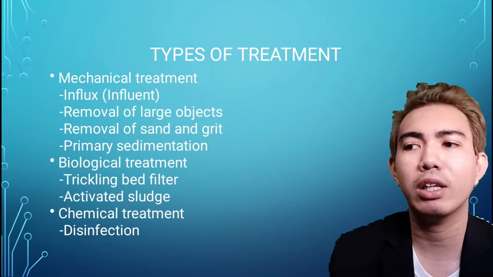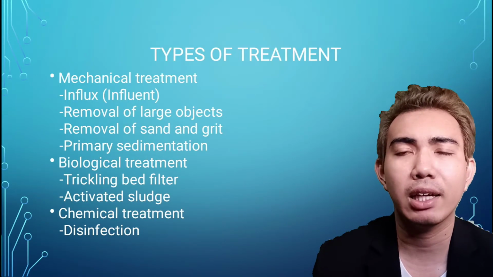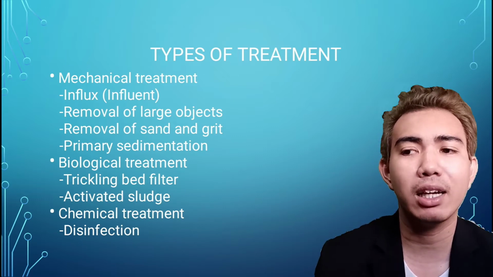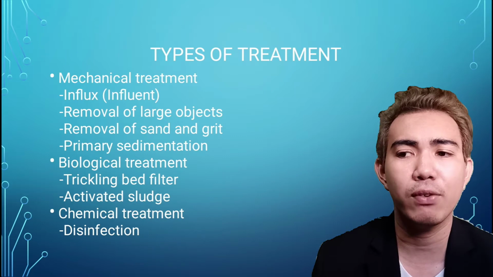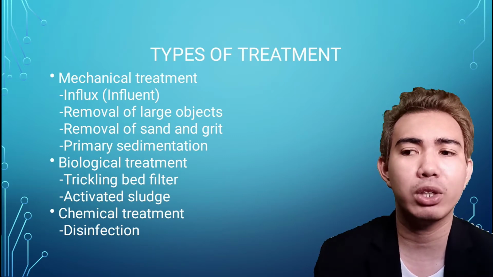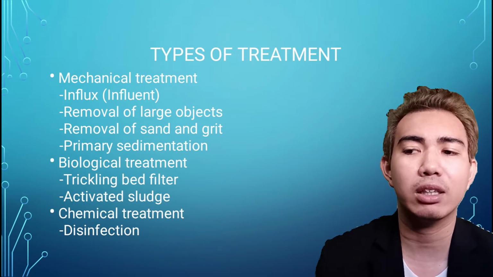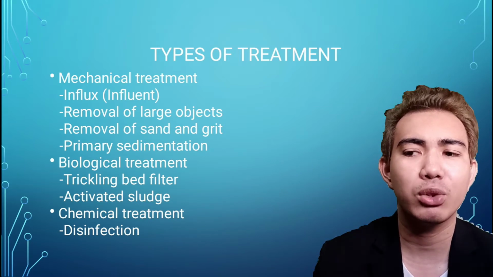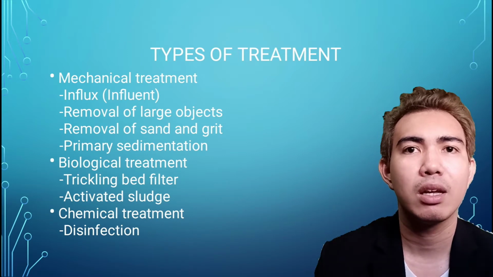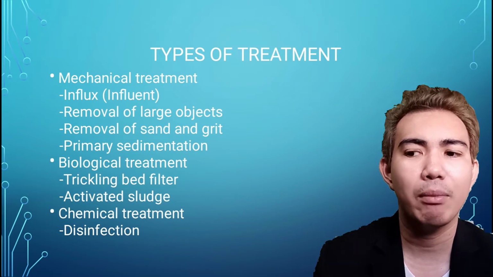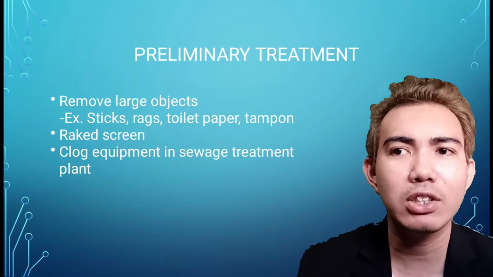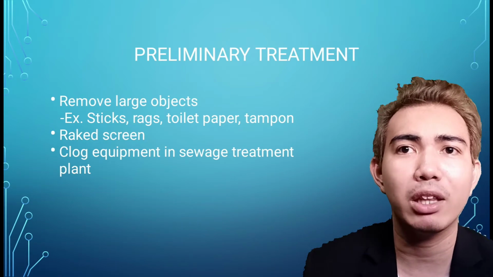Now, we have here the types of treatment. We have mechanical treatment, biological treatment, and chemical treatment. The mechanical treatment: influx or influent, removal of large objects, removal of sand and grit, primary sedimentation. We have the biological treatment: trickling bed filter, activated sludge. And lastly, we have chemical treatment, the disinfection. And now let's discuss the stages of treatment one by one.